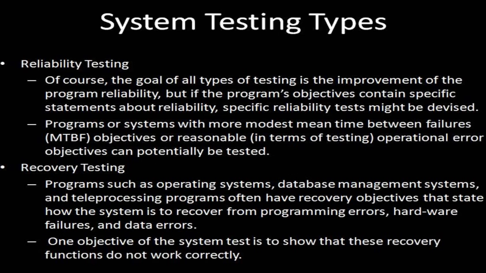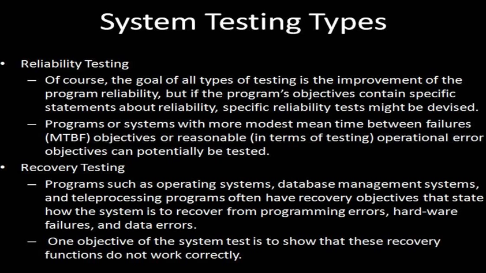Reliability testing. Of course, the goal of all types of testing is the improvement of the program reliability. But if the program's objectives contain specific statements about reliability, specific reliability tests might be devised. Testing reliability objectives can be difficult. For example, a modern online system such as a corporate wide area network, WAN, or an internet service provider, ISP, generally has a targeted uptime of 99.97% over the life of the system. There is no known way that you could test this objective with a test period of months, or even years.